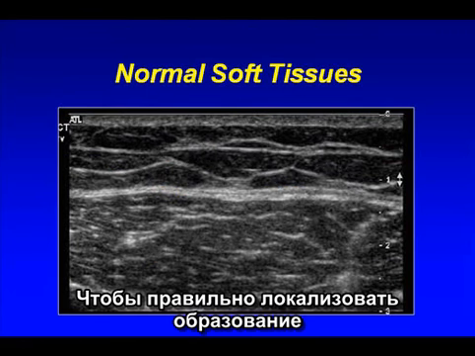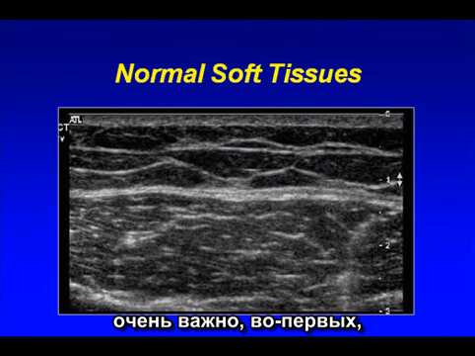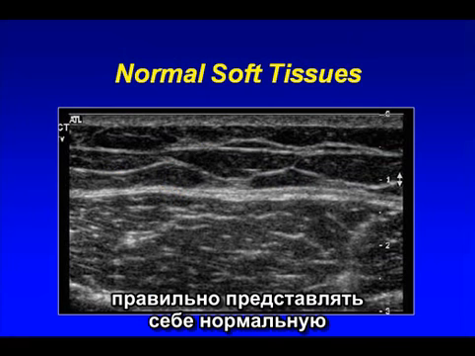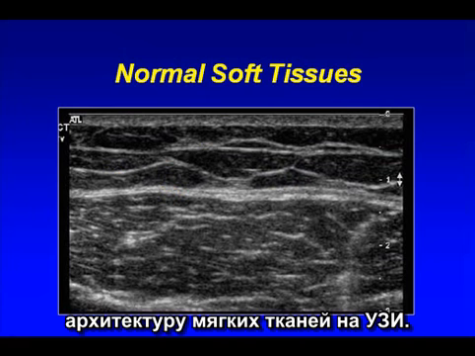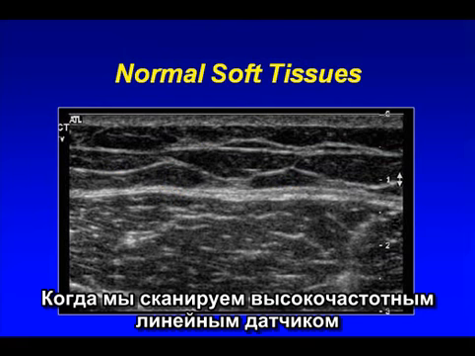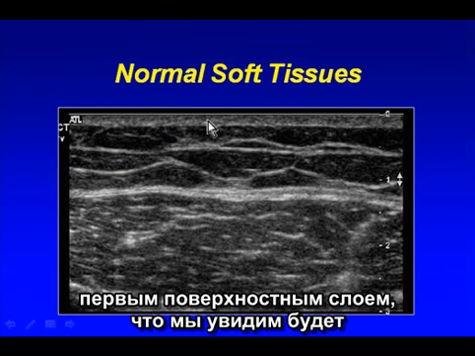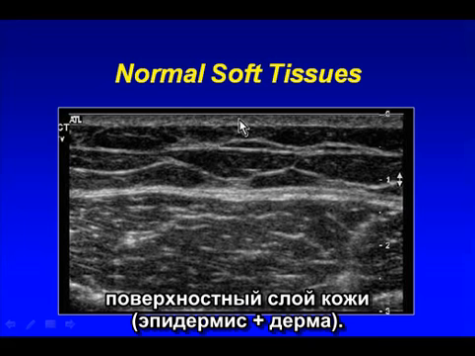In order to be able to localize masses to compartments, it's important to first understand the normal architecture of the soft tissues on ultrasound. When looking with a high-frequency linear probe, the first layer that one will see superficially is the dermis of the skin.